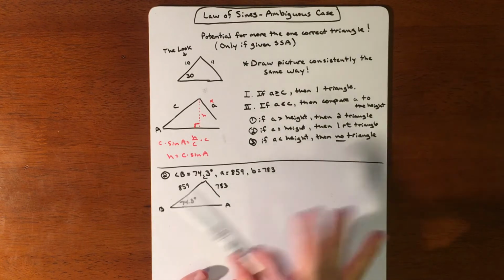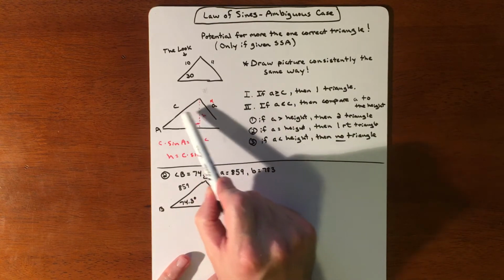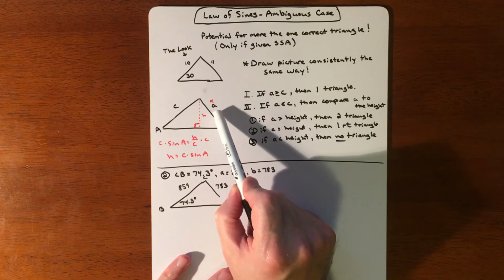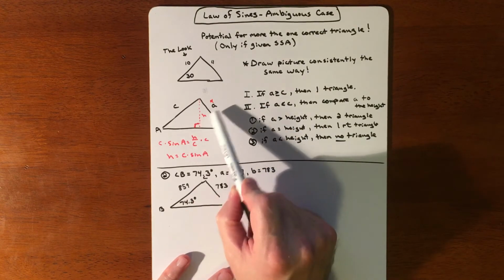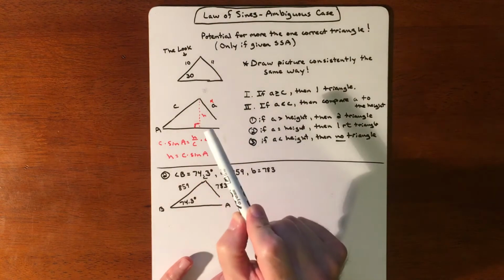So the next thing is a Goldilocks thing. That A needs to be somewhere in between these two values. All right, so that's what we're looking for. Is A just right? It's not too big, it's not too small, it's just right. So A is going to be somewhere in between these two. If it is, then we have an ambiguous case.